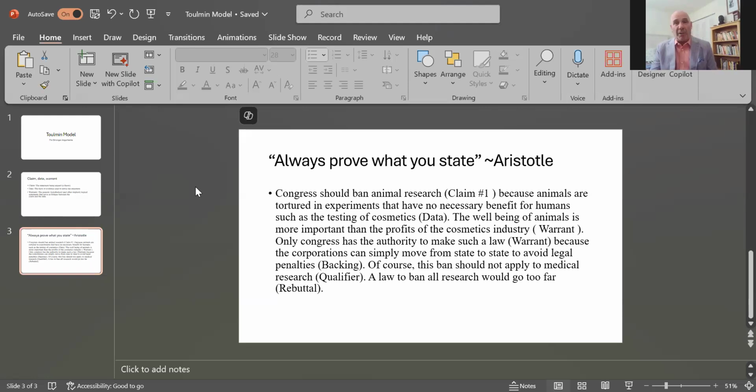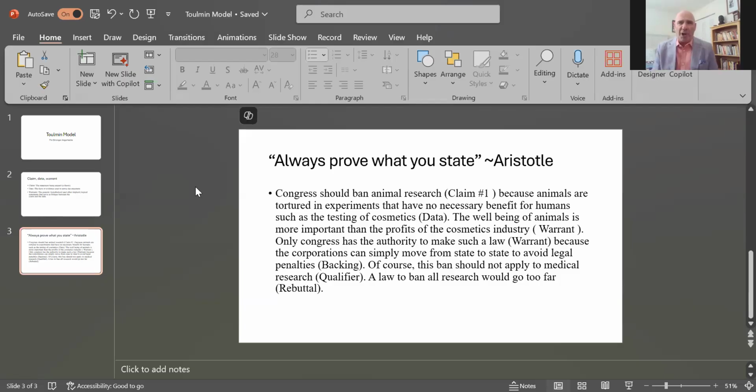Rebuttal is something that you'll probably want to use to make your argument stronger, because it almost always does. If you can, give an example of a rebuttal, something that somebody might be making an argument against your claims, and then you essentially are going to argue against that rebuttal, argue against their claim, and provide evidence for that as well. But this one has an example of animal research.